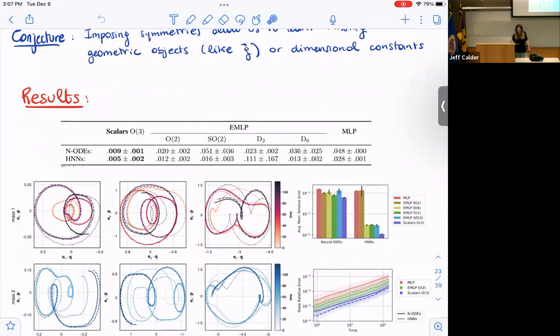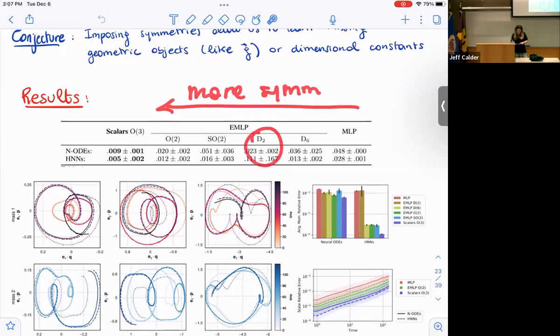So this one didn't work that well. Yeah, more symmetry this way. Oh yeah, these ones are not in order.